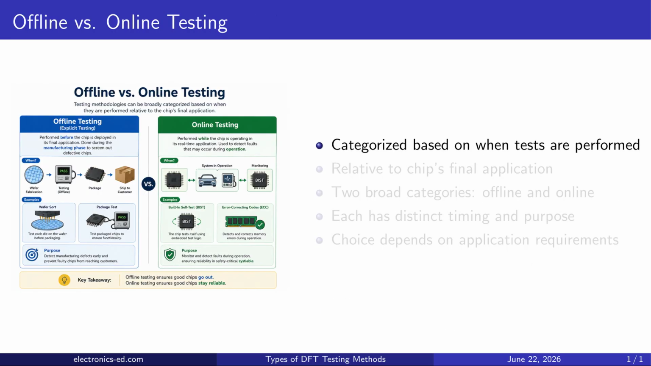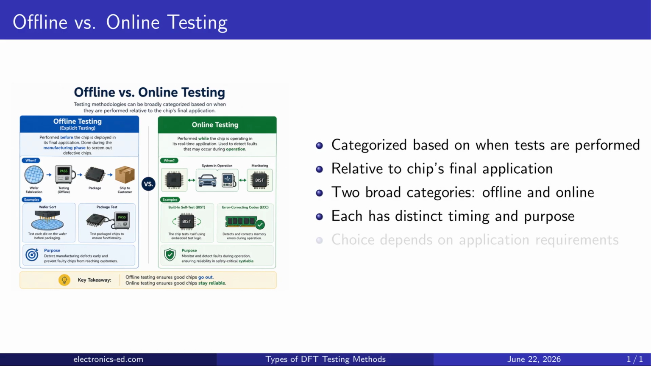Testing methods are categorized based on when they are performed, specifically relative to the chip's final application deployment. We have two broad categories: offline testing and online testing. Each type has its own distinct timing and purpose. The choice between them depends on the requirements of your specific application.